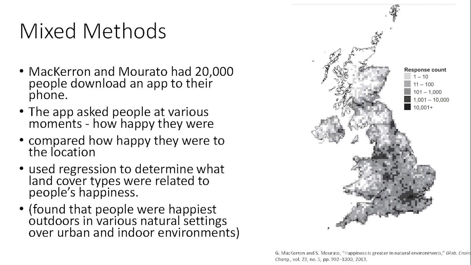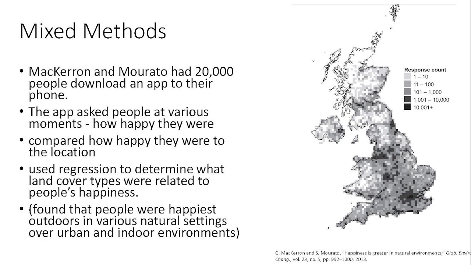Another example was done in Britain, where they had 20,000 people download an app on their phone, and the app asked people at various moments of the day how happy they were on a scale between 1 and 100. And then they also collected on the phone the location data simultaneously, and then later they compared how happy people were to their location. So they used a regression model to determine what land cover types were related to people's happiness. And by the way, they found that people were happiest outdoors in various natural settings over urban and indoor environments.